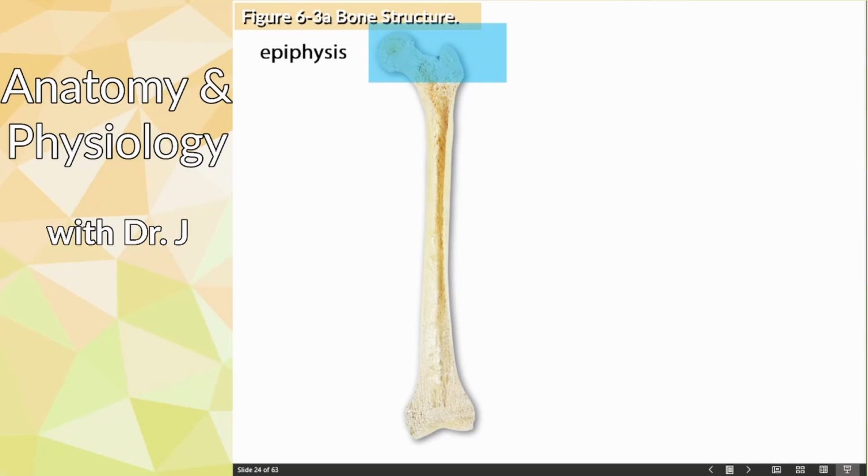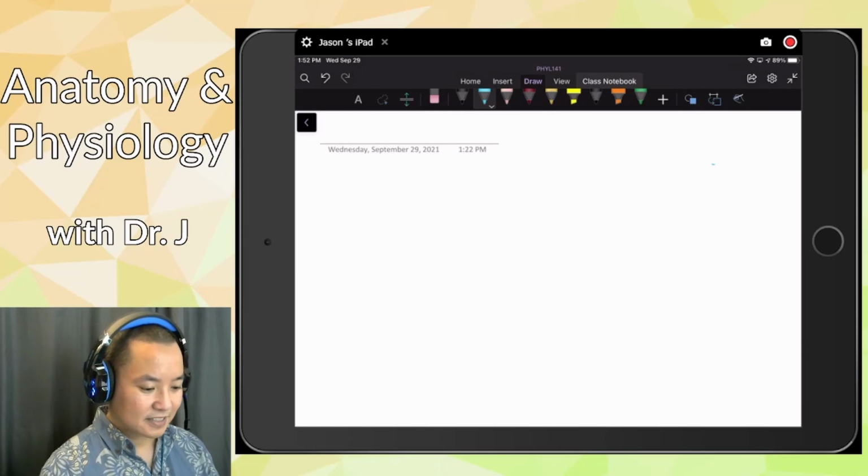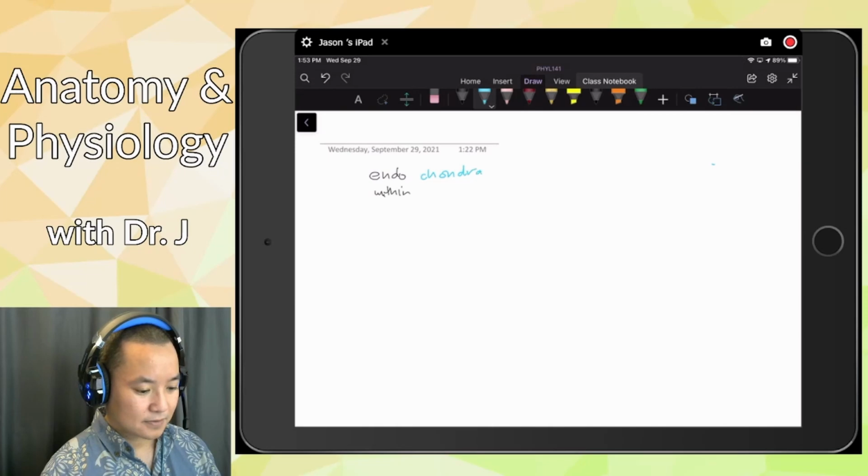Okay, so let's do a little drawing activity. And so remember, during endochondral ossification, so endo meaning within, chondral meaning cartilage, ossification. So os meaning bone, ification. So ossification, or any ification, means becoming.